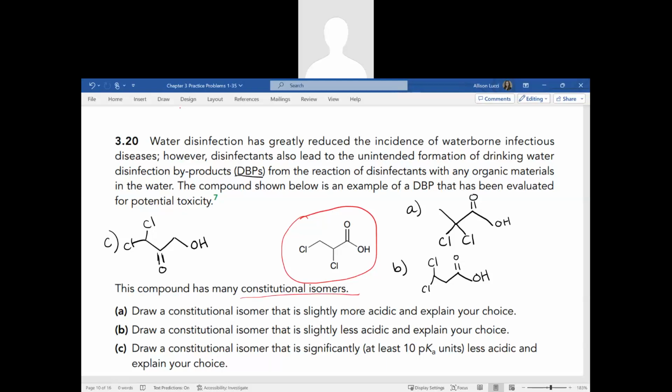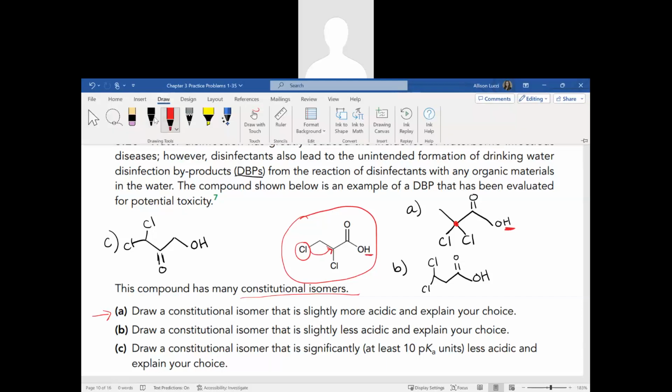In part A here, we're asked to draw the constitutional isomer that would be slightly more acidic, and then give an explanation as to our determination. So to go from our original compound that's circled to compound A, this chlorine atom has been moved over to a carbon that is closer to the acidic proton. So that's what we see in structure A here. This carbon now has both of those chlorines, so two electron withdrawing groups closer to the acidic proton. So we have made this compound slightly more acidic than our original disinfectant byproduct.